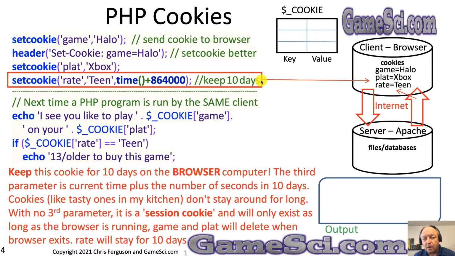Follow the arrow. Rate equals teen is being stored on the browser computer. How did it get there? Set cookie executing on the server sent a header message to the browser asking it to keep this data in the cookie. Furthermore, it asked it to store it for 10 days. Anytime during the next 10 days, when this server and client talk, that information will be transferred back to the server.